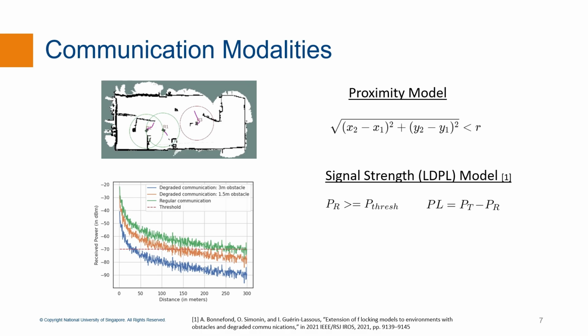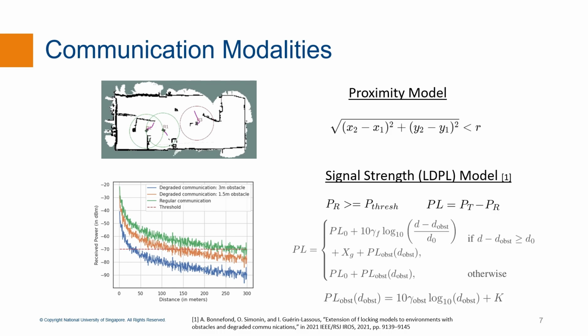In our work, we define 2 different communication modalities. First, the proximity model, where robots are connected when the equivalent distance between them are sufficiently small. Second, the signal strength model, where robots are connected when the received signal power is larger than a specified threshold value. We model the decay of signal strength through the concept of path loss, which is the amount of signal strength attenuation when passing through different mediums.